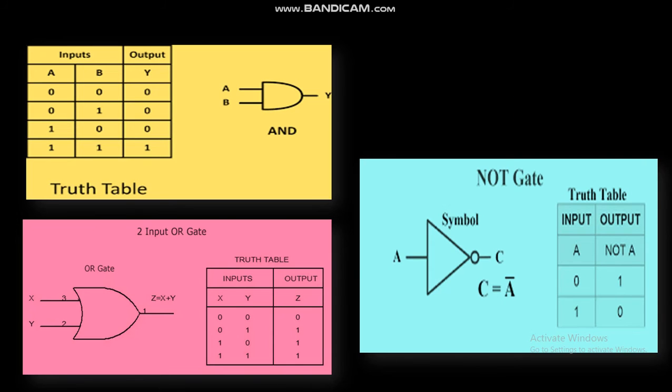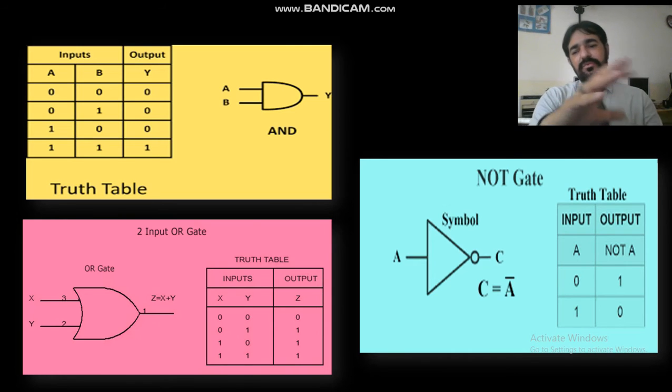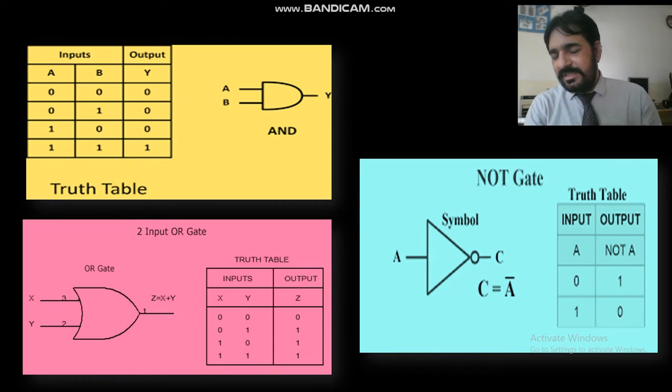0 0, 0 1, 1 0, and 1 1 equals 1. We add the values. Then we have the last one, the NOT gate. Now the NOT gate has only a single input and a single output. If A is true, the output will be not A, meaning not true. If the value is not true, the output will be true. So it is the inverse of the given value.